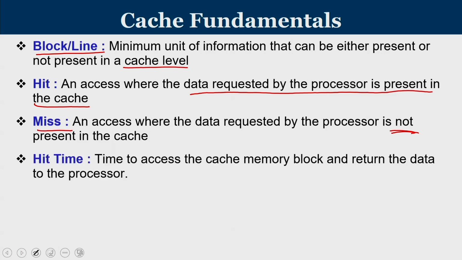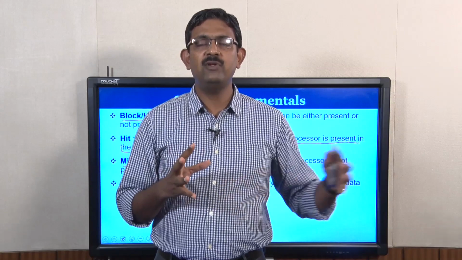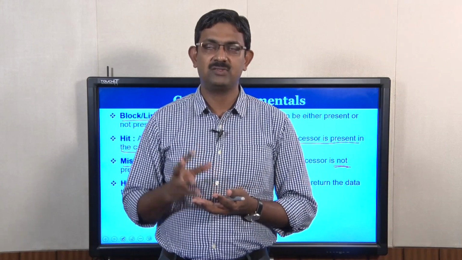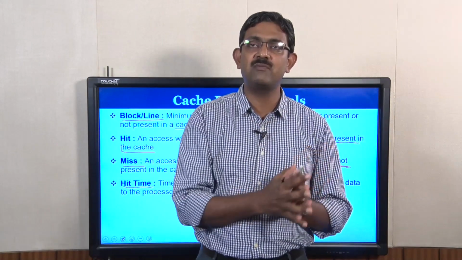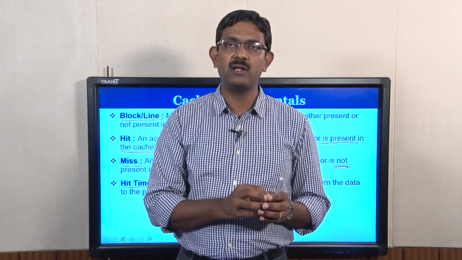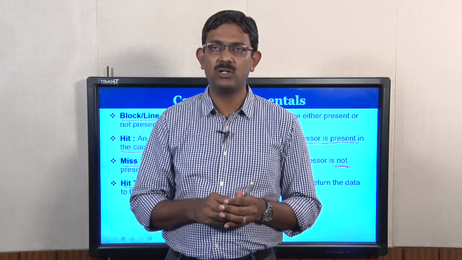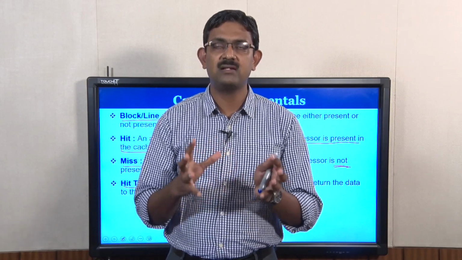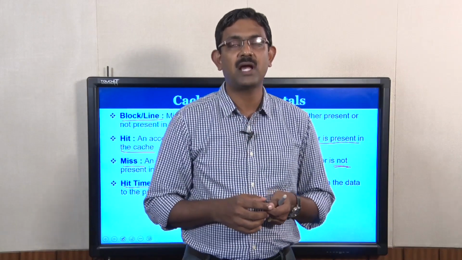And the time to access a cache memory block and return the data to the processor, if there is a hit, is known as hit time. So hit time means when the processor gives the address, from that point, when will you get the word from the cache? Given an address, there is a process by which you come to know whether it's present in the cache or not. If it is present, you locate the corresponding word and then transfer this word to the processor, and that much time is known as hit time.